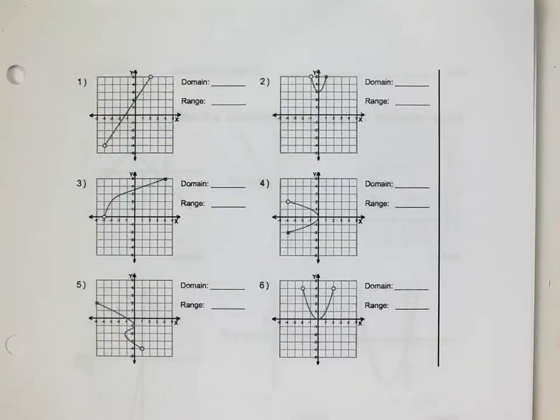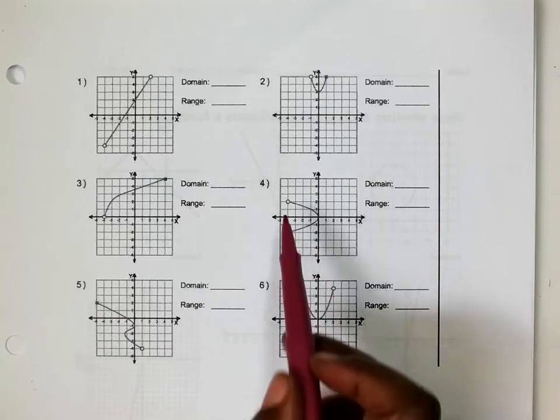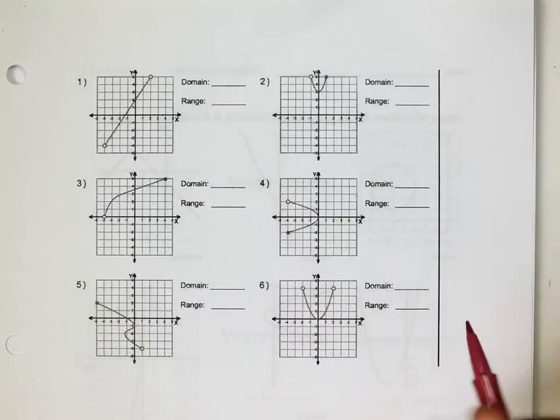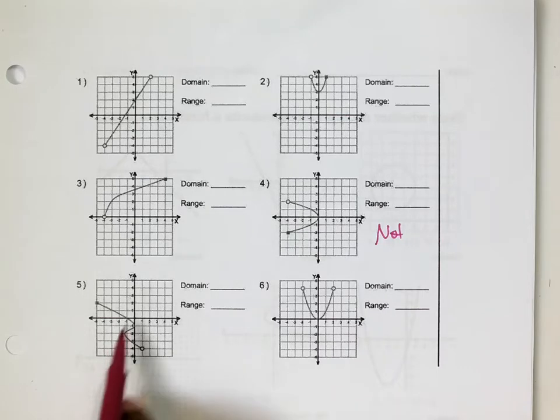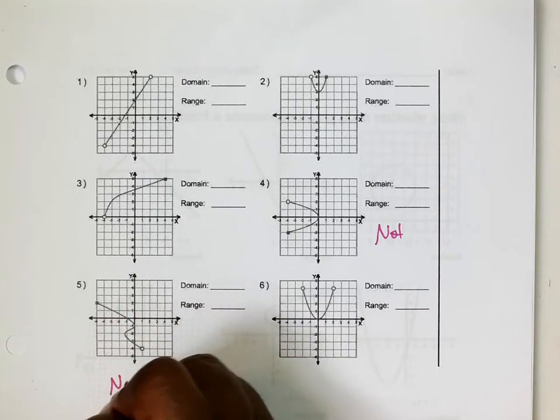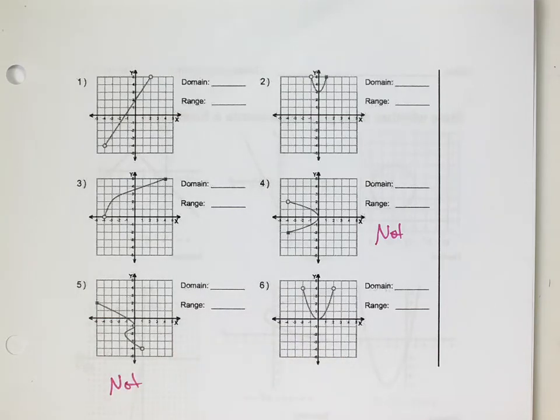All right, so we're looking at some graphs, and we want to know the domain and range. And also, I just want to know if it's a function. So first, let's take a look at all of them and see which ones are not a function. So 4, if I drew a vertical line, that's not going to be a function. And then down here for number 5, the same thing. If I draw a vertical line, that's not going to be a function.